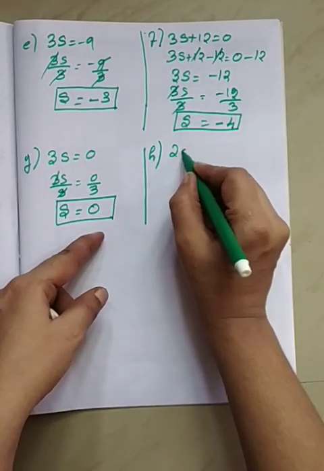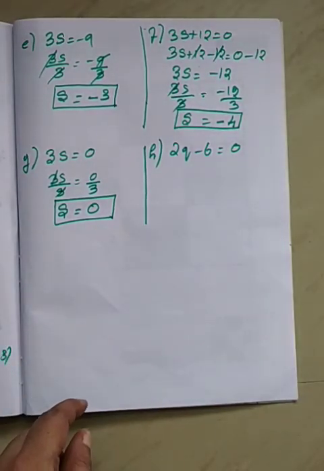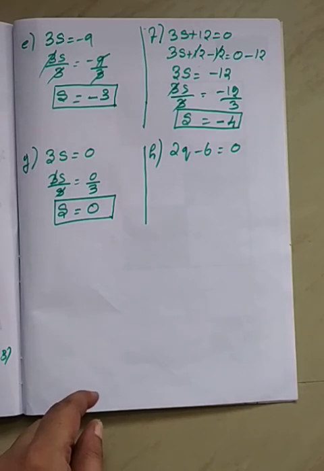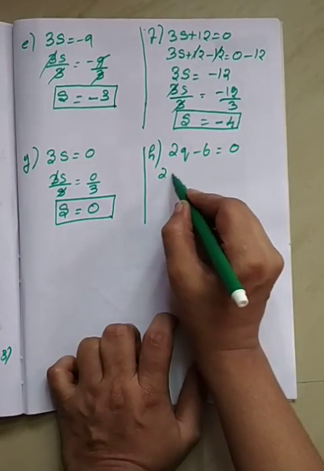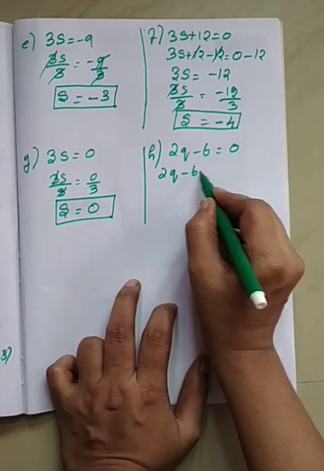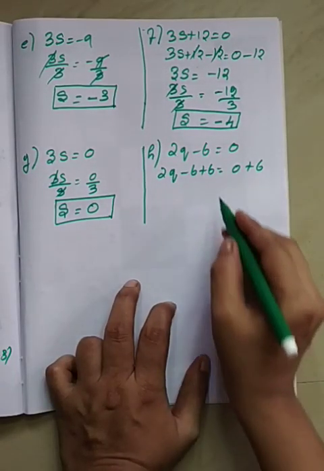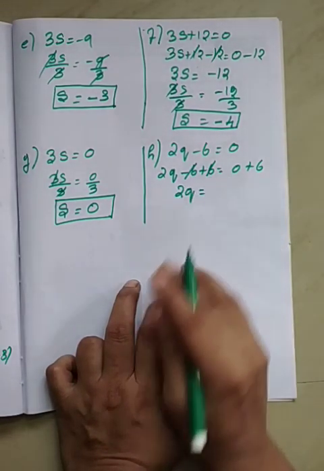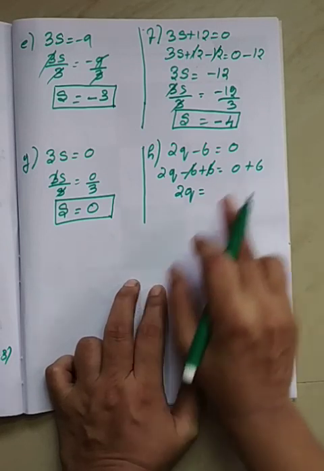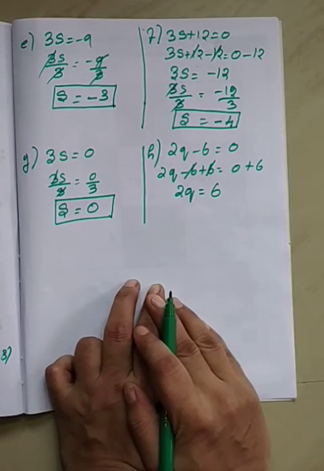You can take 2q minus 6 equal to 0. See, in this equation, on the left hand side minus 6 is there. You have to remove the minus 6 first. So we have to add plus 6 on both sides. So 2q minus 6 plus 6 equal to 0 plus 6. Minus 6 plus 6 cancel, so you will get 2q only on the left hand side. On the right hand side, 0 plus 6. What is 0 plus 6? 6.